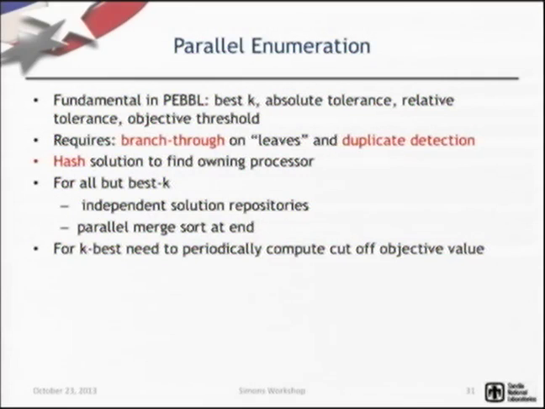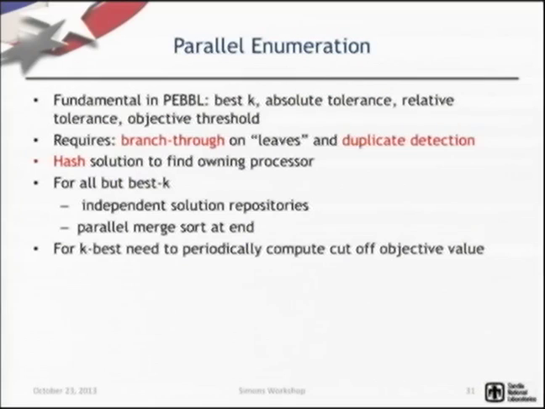This is also built into the PEBBL core, so you can specify enumeration in 4 possible ways: by an absolute tolerance, by a relative tolerance, by an absolute bound on the objective, and by asking for the k-best. So this requires an ability to branch through. If your leaf nodes have more than one instance, you have to be able to get that out of the way so that you can continue to grow the tree. You also have to be able to do duplicate elimination if you have a heuristic, because you might discover things from multiple parts of the tree once you start doing branch through.